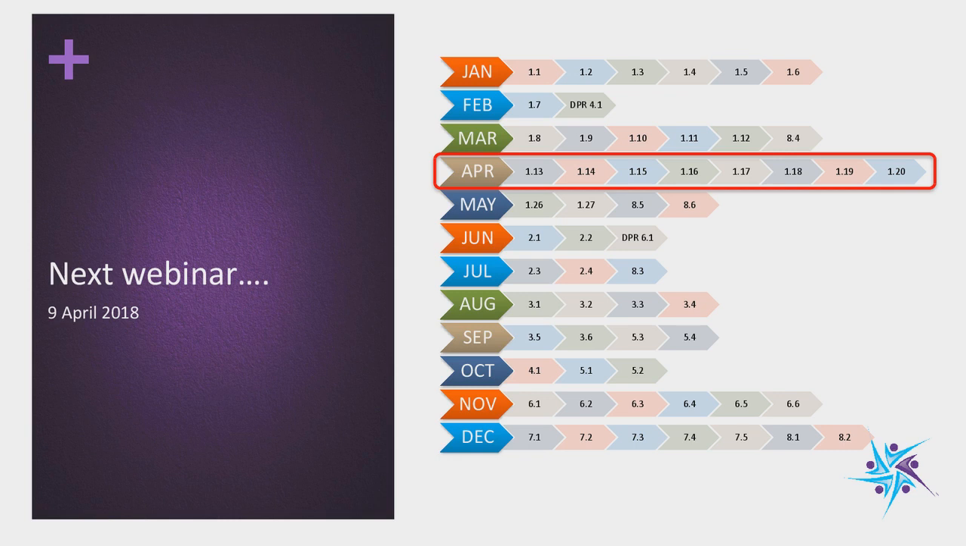Our next webinar will be on the 9th of April, and we'll be going through standards 1.13 to 1.20. That's all around trainers and assessors, which is the second most non-compliant standard at audit. We'll be going through trainers and assessors, their skills and knowledge, how to complete a staff matrix, and the skills, knowledge and experience that they need to have in place.